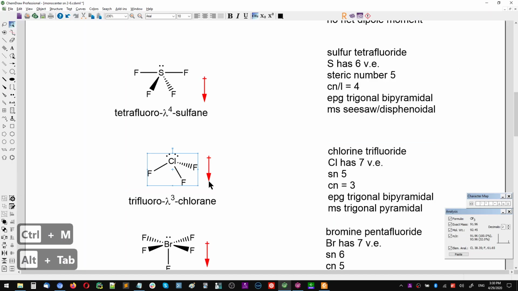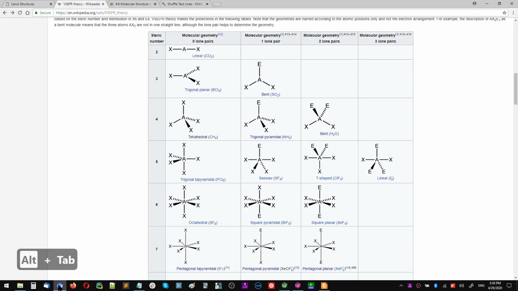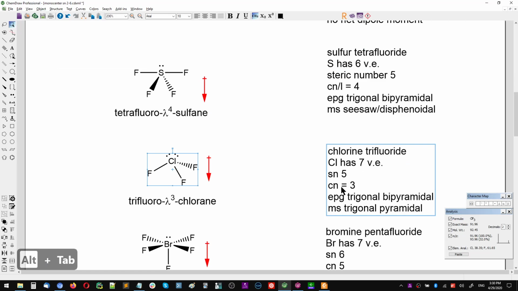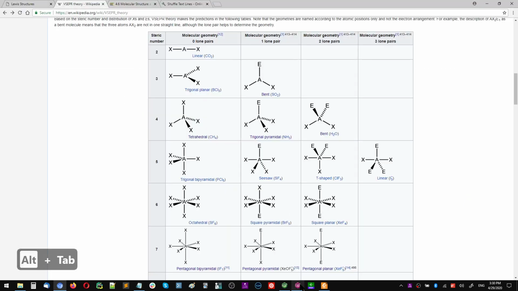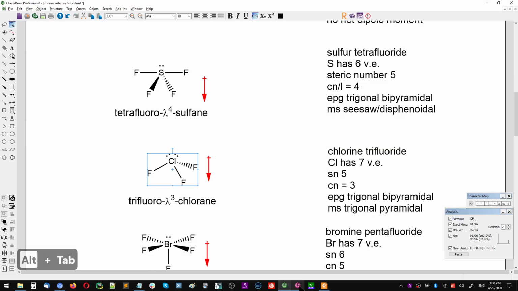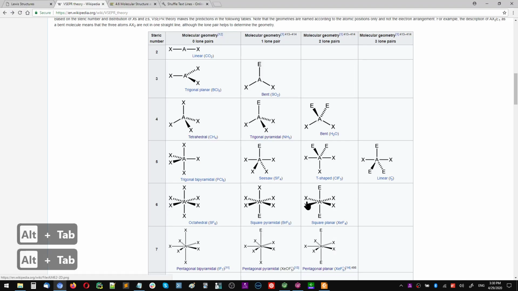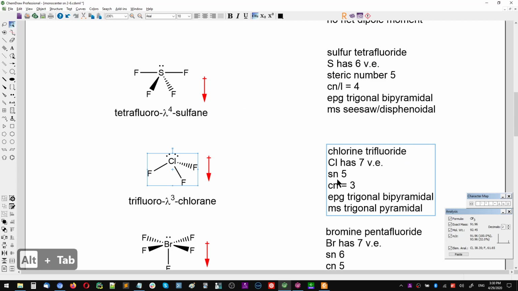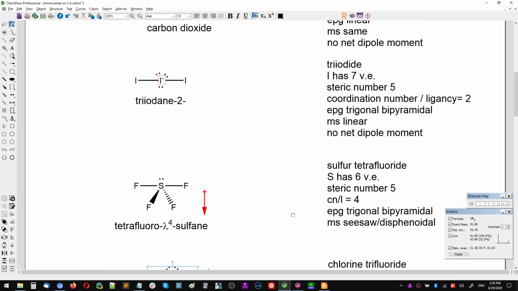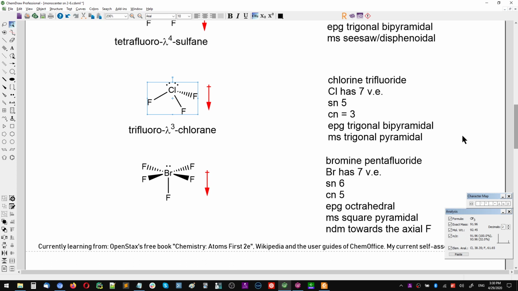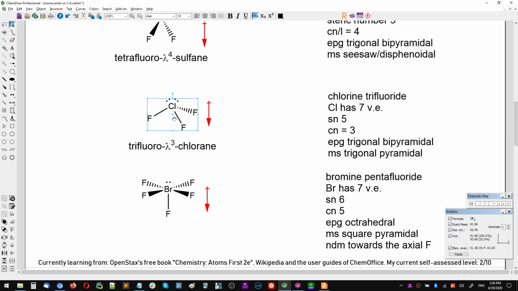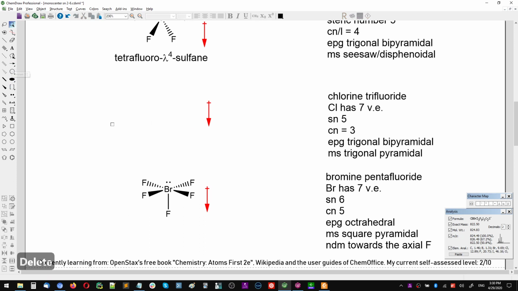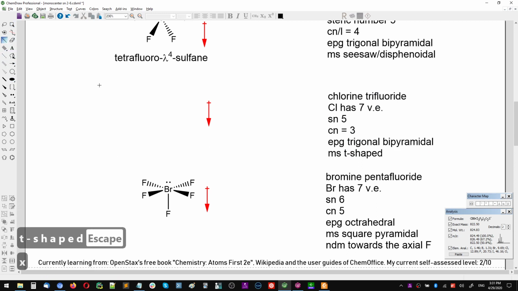No. No, no, no. Let's check chlorine trifluoride. So steric number 5. Chlorine trifluoride. T-shaped. Well, that's not what we have there. So it seems that Chem3D is smarter than us. And yes, yeah, it is T-shaped. Wow. I'm a disappointment to myself. Well, at least the net dipole moment will probably stay the same, so oh my god.